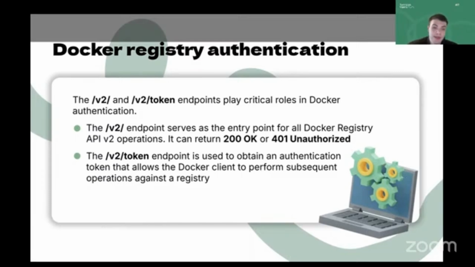The second one is the /v2/token endpoint, and this endpoint is used to obtain an authentication token that allows the Docker client to perform subsequent operations such as pull or push against a registry. It's primarily used when a registry requires token-based authentication.